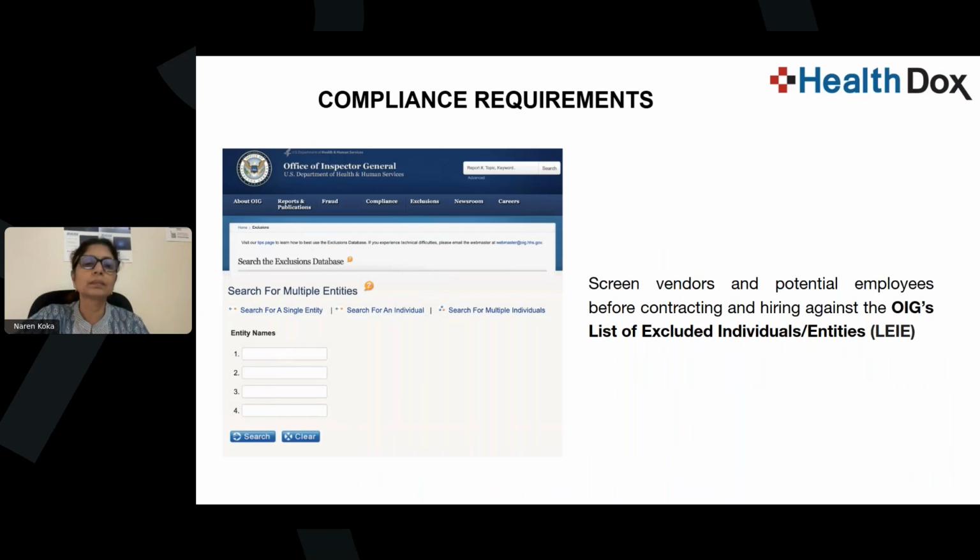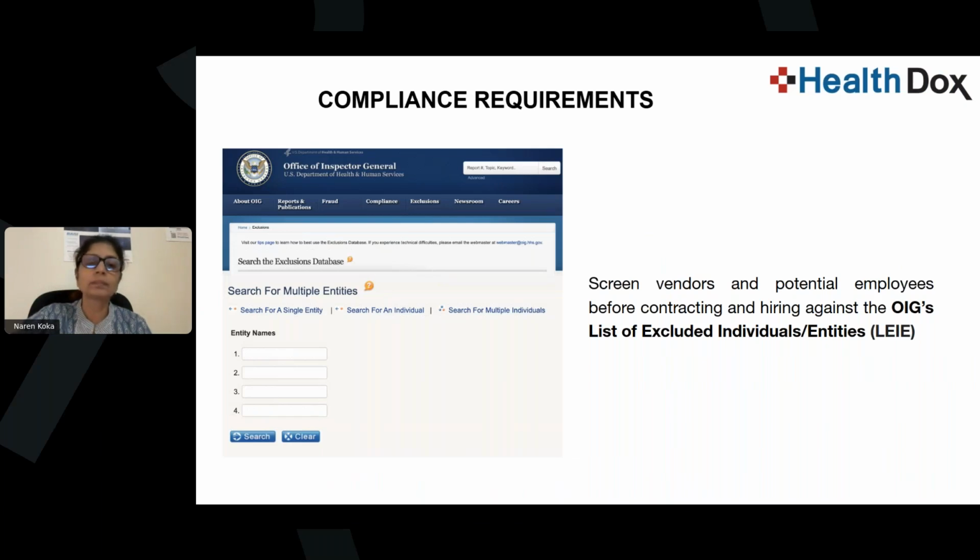One of the most important compliance requirements for any healthcare organization is to always screen all vendors and even potential employees before you hire or before you execute a contract with them. Don't just wait till you hire them and sign the contract. Just before doing all these things, you have to make sure that you verify or screen all of them against this OIG list.